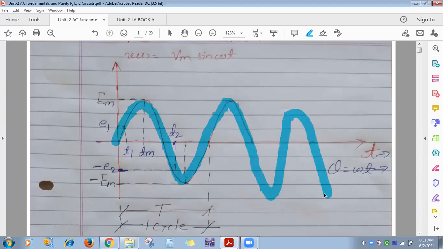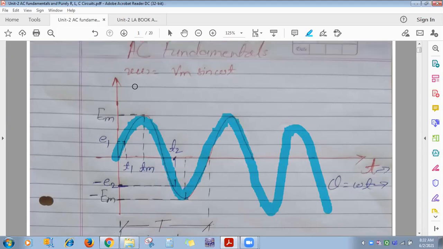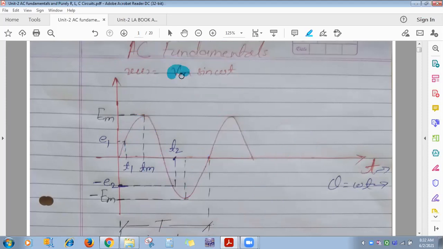This is the graphical representation. And what about its mathematical representation? V of t equals Vm sine of omega t. This Vm is its peak value. Here I have denoted it as Em. Consider this Em as V suffix m. It is an induced voltage, so you can denote it as capital E or capital V, no issue. It is a purely sinusoidal waveform, that's why sine is here. Angular frequency is omega, so sine of omega t.